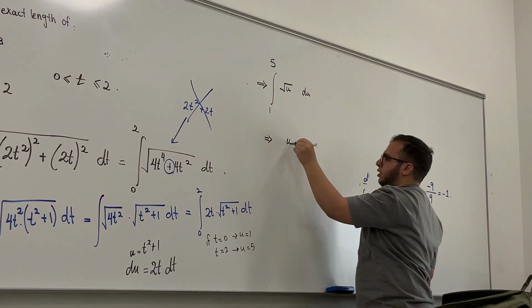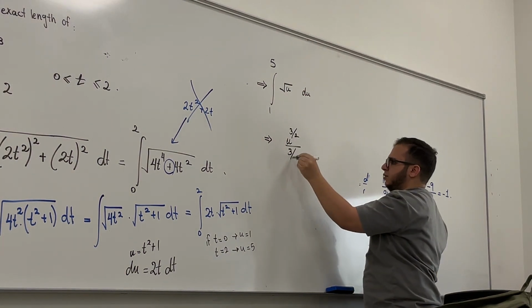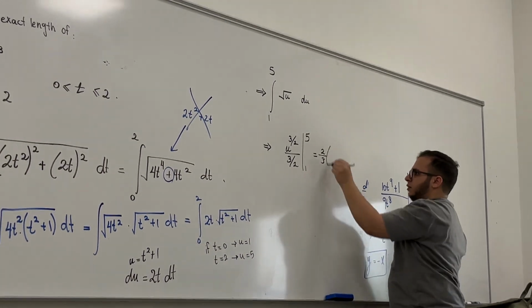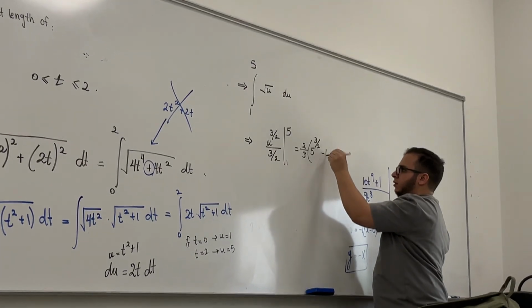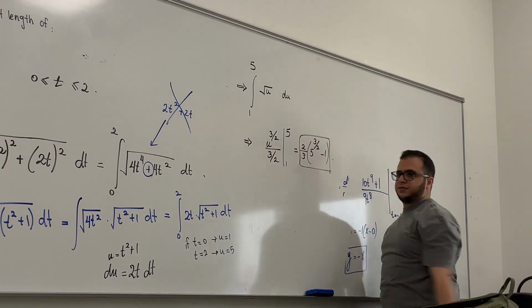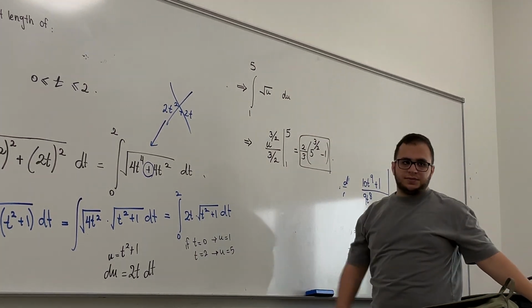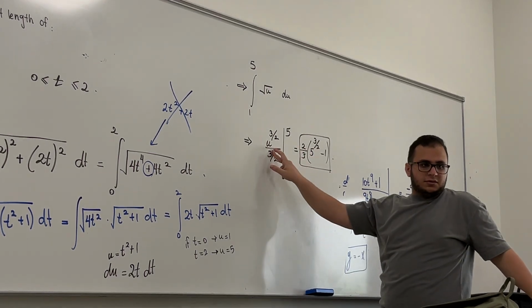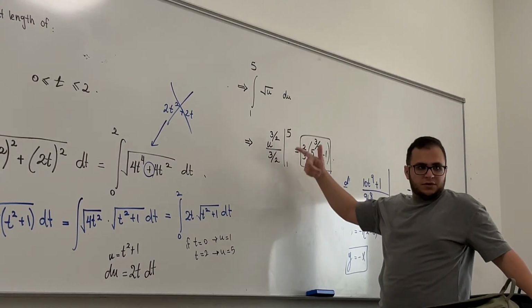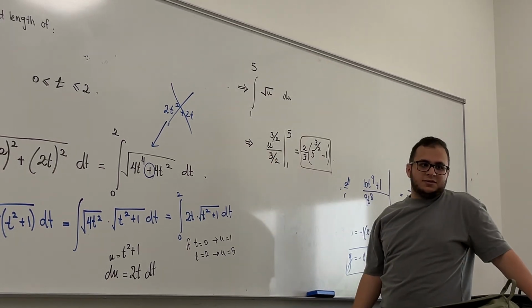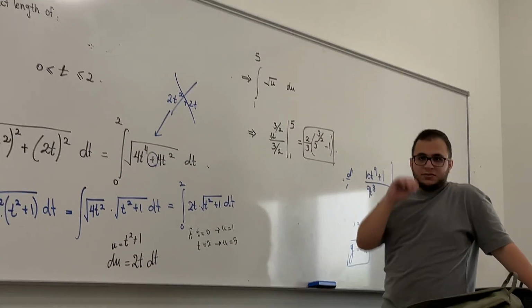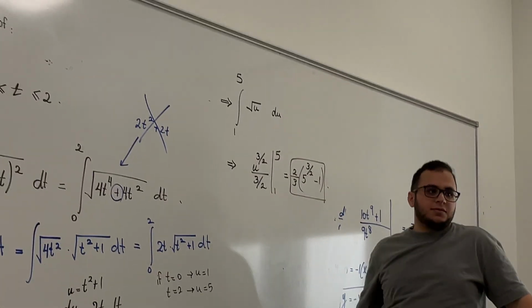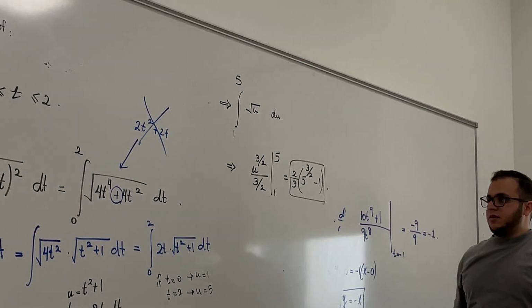This is u to the power half, so it becomes u to the power 3 over 2 over 3 over 2 from 1 to 5, and that's it. Whatever this number is, just plug: plug 5 minus plug 1. And the 3 over 2 is 2 over 3 if you look at it. Any questions? Okay.